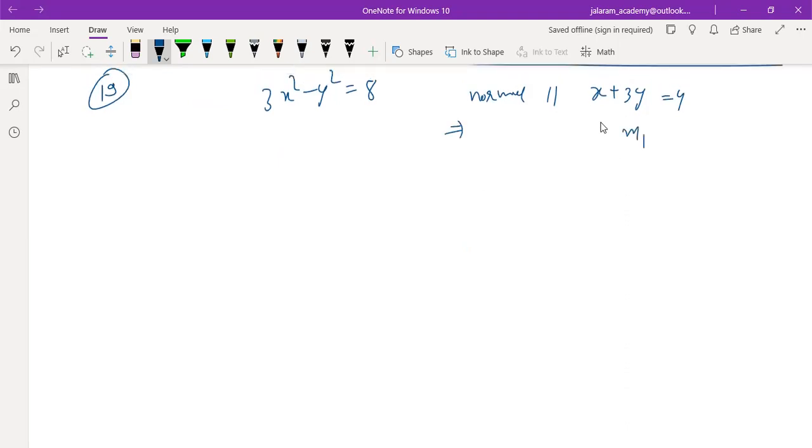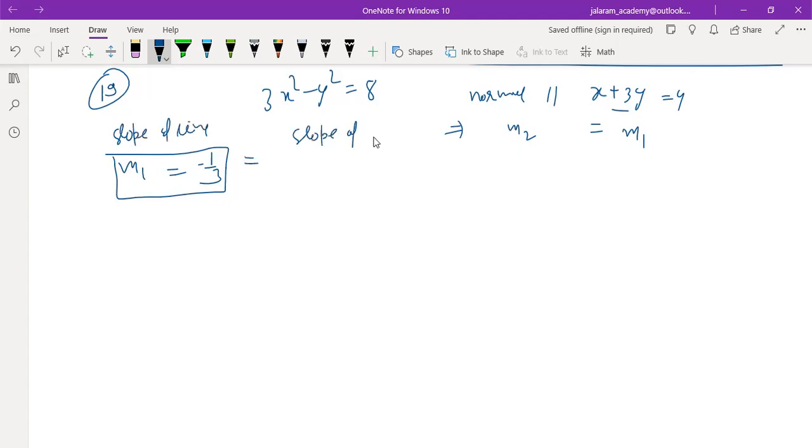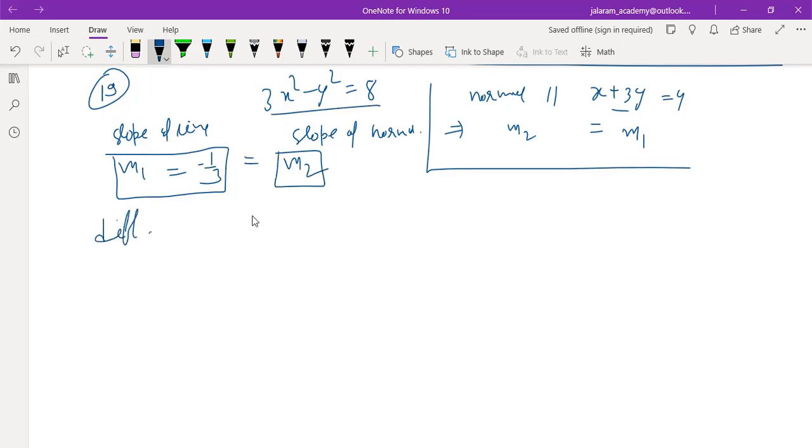There will be no problem if we assume that the slope of this line is m1 and the slope of normal is m2. m1 equals, we have calculated, minus 1 by 3, the slope of the line. And it is equal to the slope of normal also. Why? As they are parallel to each other. If two lines are parallel to each other, their slopes are equal. So slope of normal is minus 1 by 3. And how to find the slope of normal? By differentiating the equation of the curve.